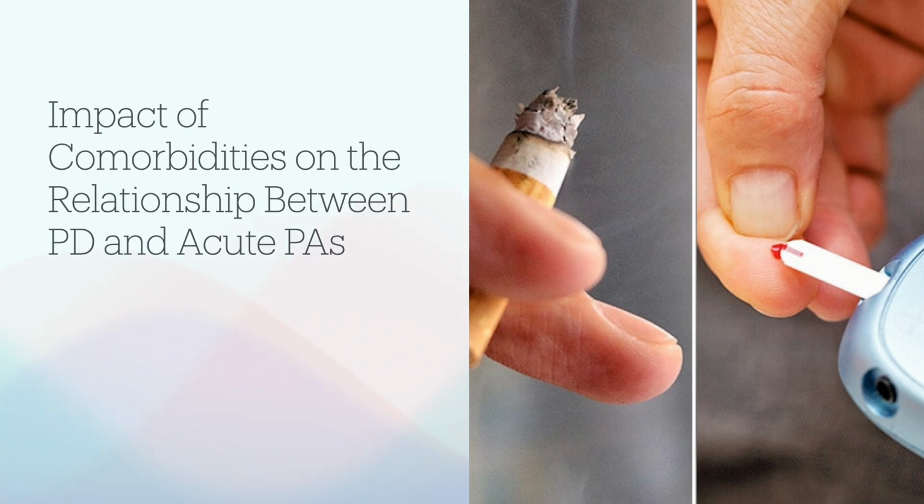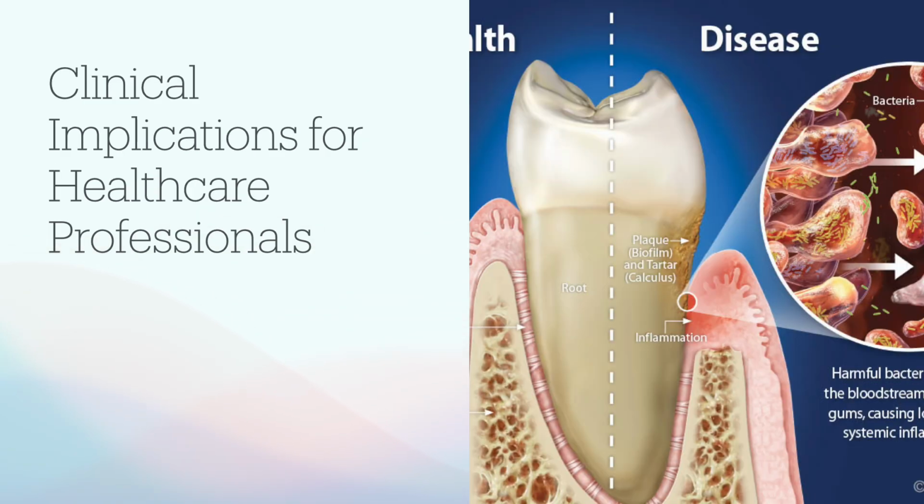Understanding these risk factors is essential, but what about the implications for clinical practice? Given the strong association between PD and acute PAs, healthcare professionals must be vigilant in diagnosing and managing periodontal conditions. Regular screening for PD, especially in at-risk populations such as older adults and those with comorbidities, can lead to early intervention and potentially prevent the development of acute PAs.